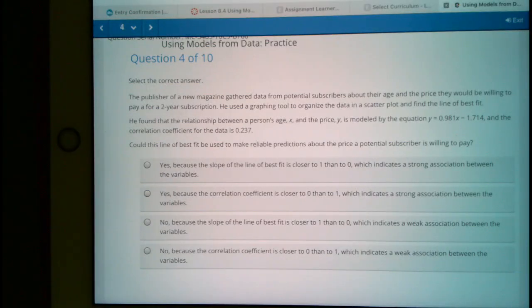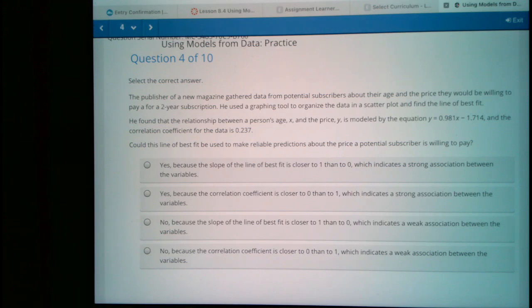The publisher of a new magazine gathered data from potential subscribers about their age and the price they would be willing to pay for a 2-year subscription. He used a graphing tool to organize the data in a scatter plot and find the line of best fit. He found that the relationship between a person's age X and the price Y is modeled by the equation Y equals 0.981X minus 1.714, and the correlation coefficient for that data is 0.237.